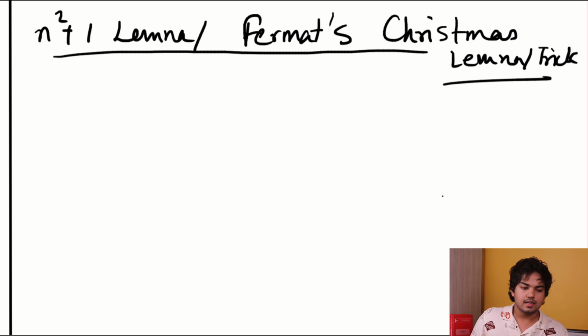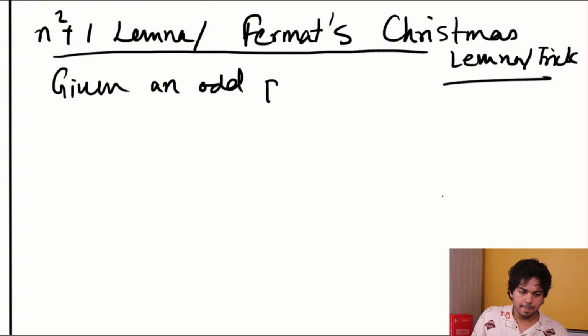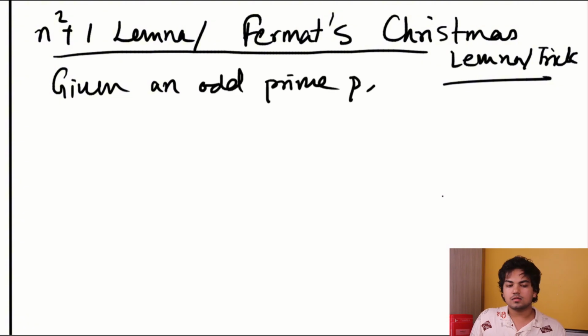And what does it say? It says that, given an odd prime p, the question for the even prime 2 is obviously no, because there's only 2 numbers modulo 2.